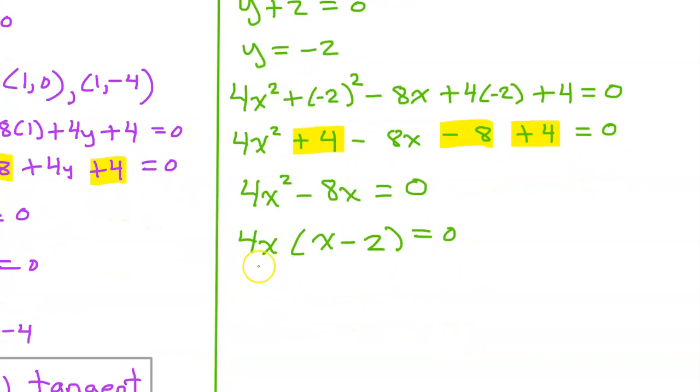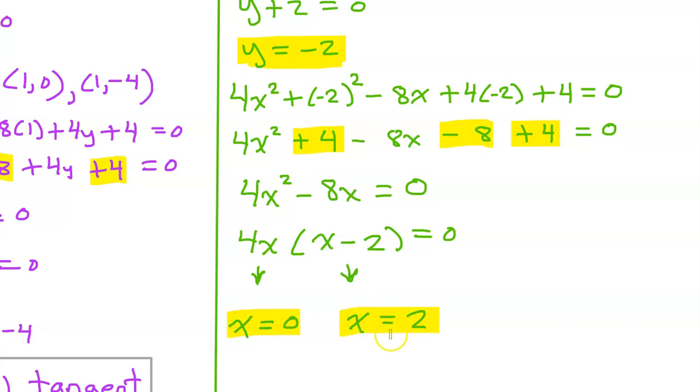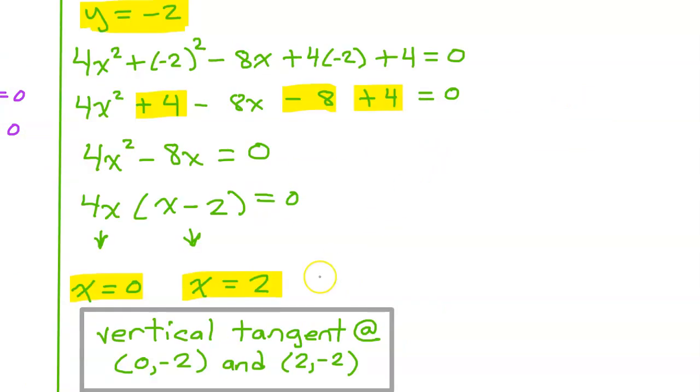Using the zero product property, we will set each factor equal to 0, and we get x equals 0 and x equals positive 2. So remember, we had a y value of negative 2. And now we will pair that y value with these 2 x values to get the points at which we have a vertical tangent line. So we have a vertical tangent line at (0, negative 2) and (2, negative 2).